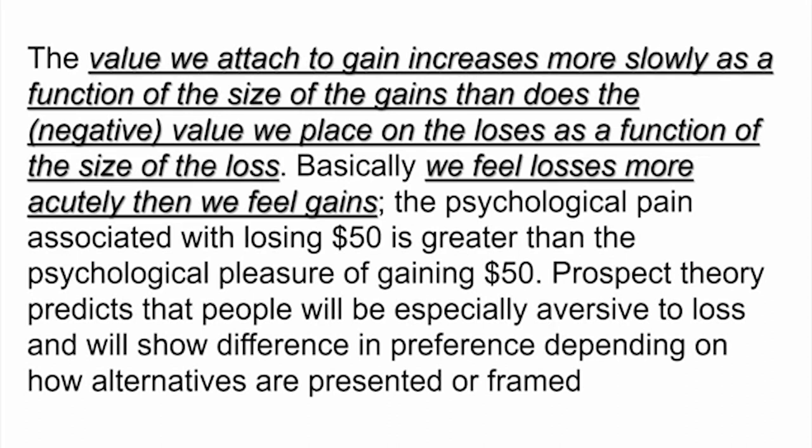So, if 50 rupees is lost or 50 rupees is gained, in both cases the expected utility is the same, and a rational decision maker will not be hindered by his preferences. But prospect theory says that if 50 rupees is lost, we feel more sad and do not want to spend more money. But if we gain 50 rupees, we are not that happy, and this is the difference.